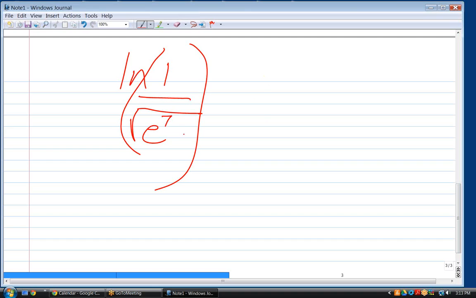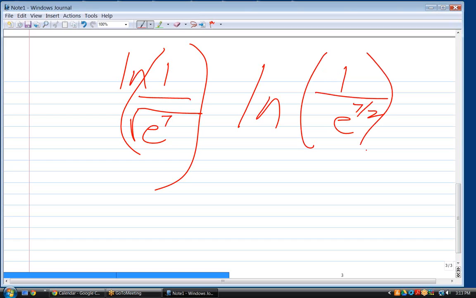Well, what's another way to write this? First of all, let's remove the radical sign, for starters. That would be e to the 7/2. Okay. Now let's remove the denominator. In other words, let's put it in the numerator. How do you do that? 1 over x would be x to the minus 1. 1 over x squared would be x to the minus 2.